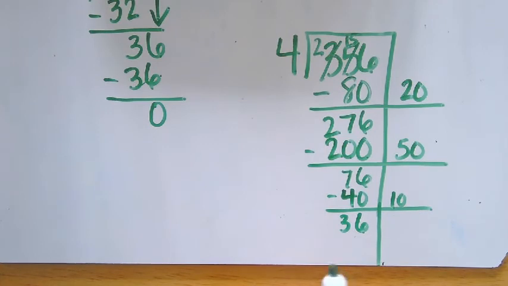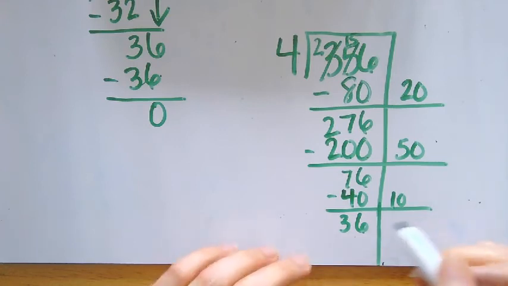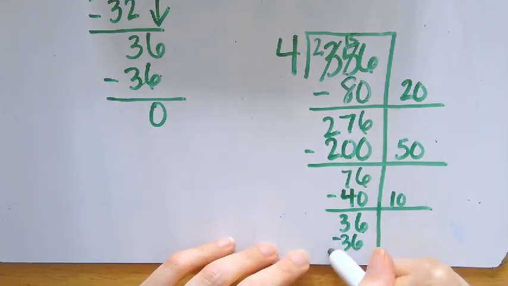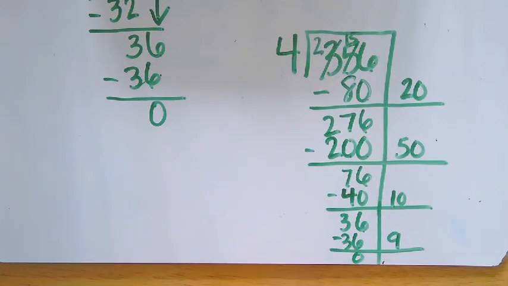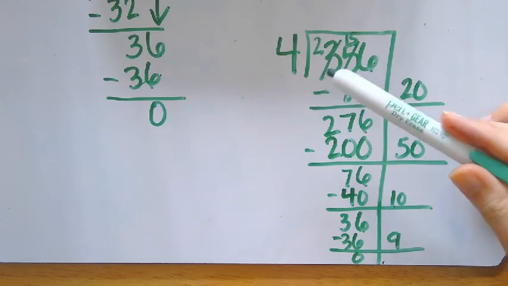Okay, now 4 times something will get me really close to 36. What is that number? Using my multiples, I know that 4 times 9 is 36. And when I subtract, I'm left with 0. All right, so I used a lot of different numbers here, and it's about working the numbers that you're most comfortable with, okay? But try not to use very small numbers like 2 and 3 when you have a very large 3-digit number.